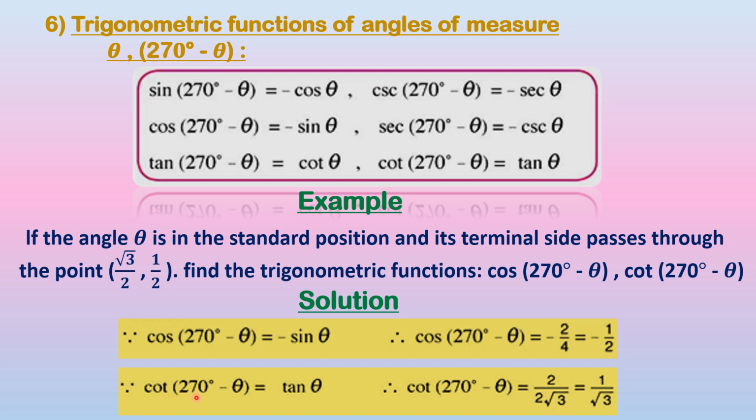Cotan(270 − θ): 270 minus θ is in the third quadrant and cotan is positive in the third quadrant. So the answer is positive tan. Cotan converted to tan because we see 270. Tan equals y over x. So the answer is 1 over 2 divided by square root 3 over 2. So the answer is 1 over square root 3.